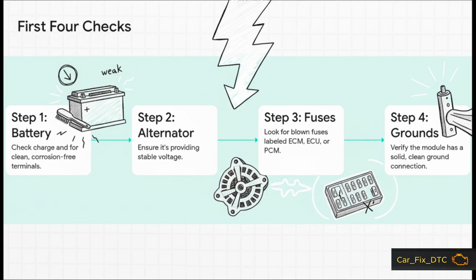First, look at the battery. Is it fully charged? Are the terminals clean and clamped down tight? A bad connection can act just like a dead battery. Second, test the alternator. Third, pull the fuses for the ECM or PCM. And last, find the main ground wire for the module and make sure it has a solid, clean connection to the chassis. You would be amazed how often the fix is right here.